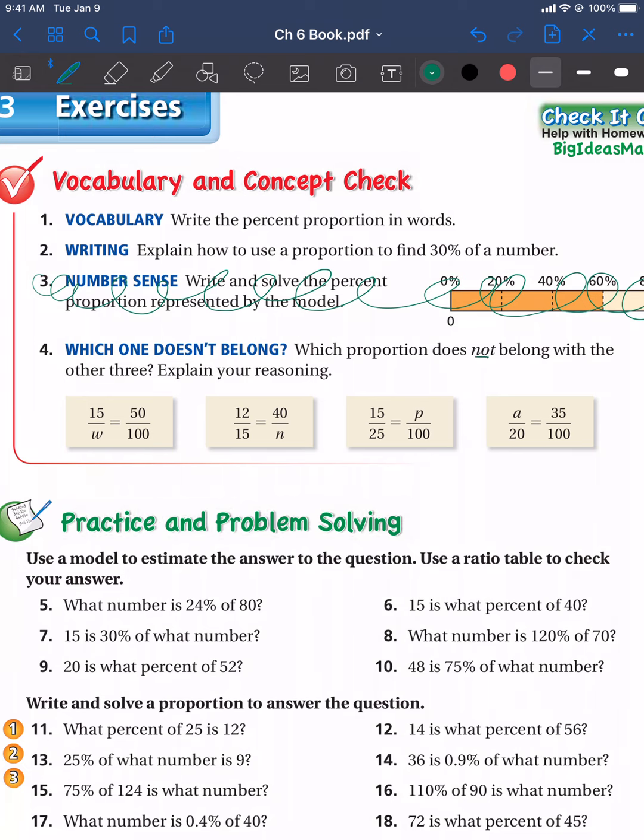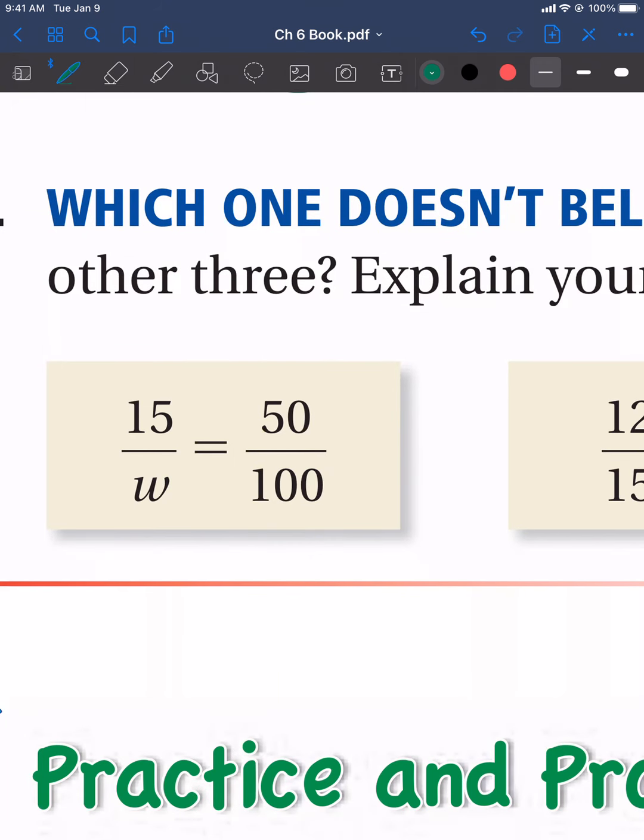Which proportion does not belong with the other 3? Here's what you need to do. You need to solve the proportions by doing cross multiplication. For example, this would be W times 50, which is 50W, and 15 times 100, 1,500. How do I get W by itself? Divide by 50, divide by 50. That's actually 150 divided by 5, which is 30.